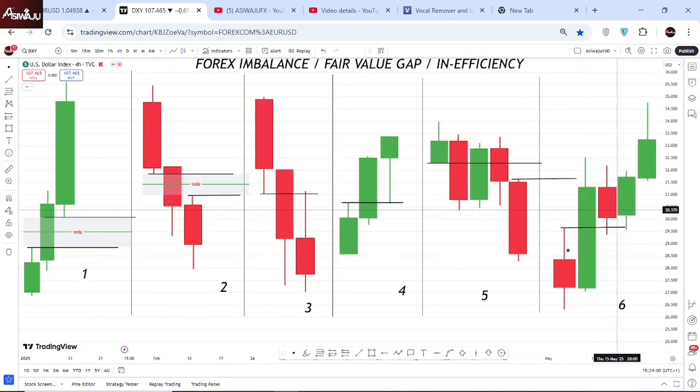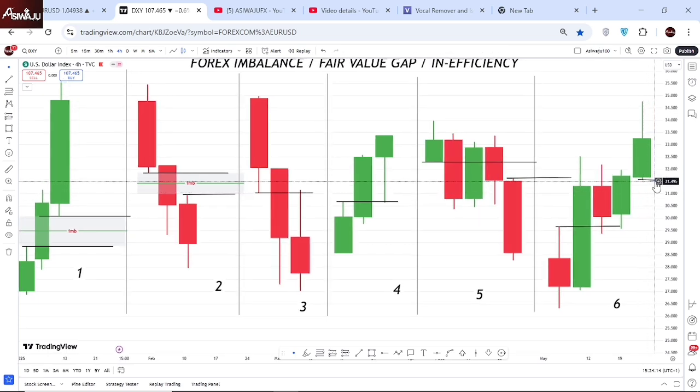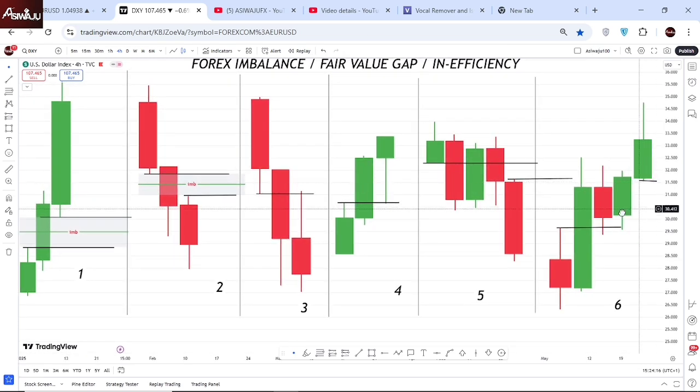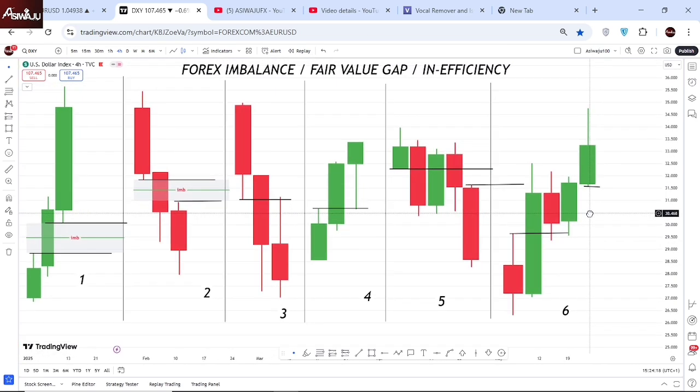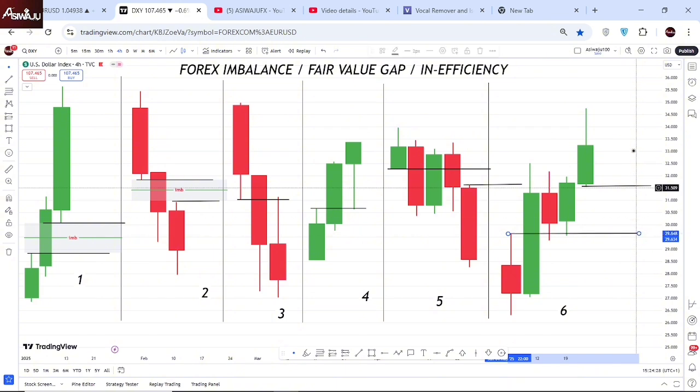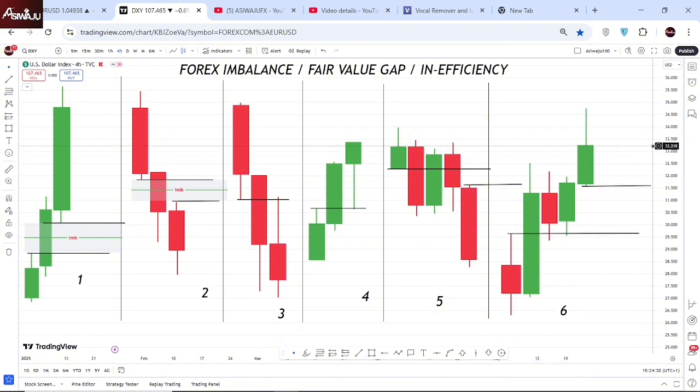So when you want to mark your imbalance, you will mark it from this high, which is the high of the first candle, to the low of the third candle. So this makes your imbalance. These are hidden imbalances in the market. Yes, they are all hidden. Only the advanced smart money traders can recognize this kind of imbalance in the market.